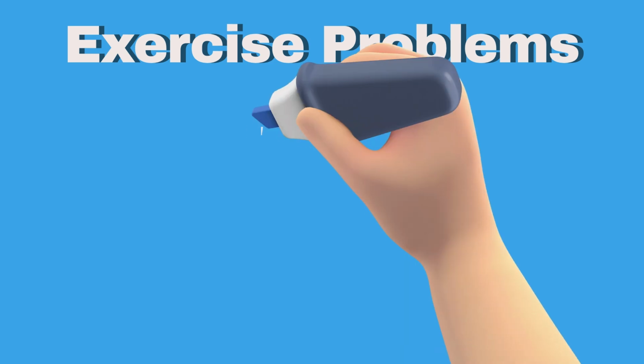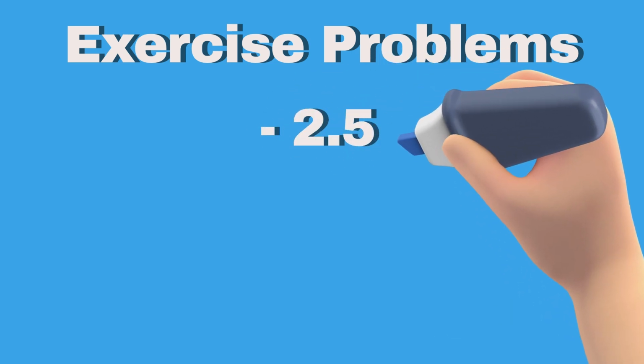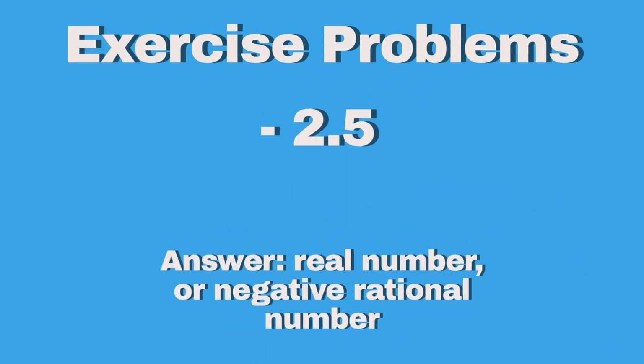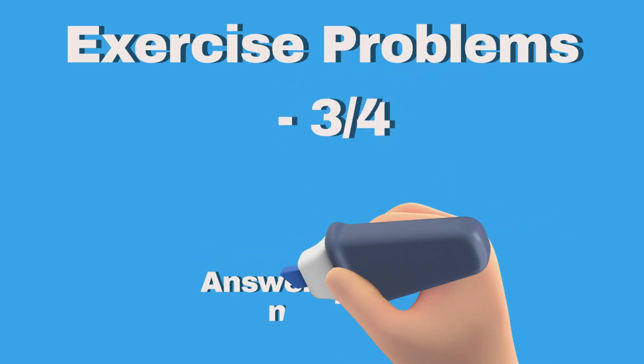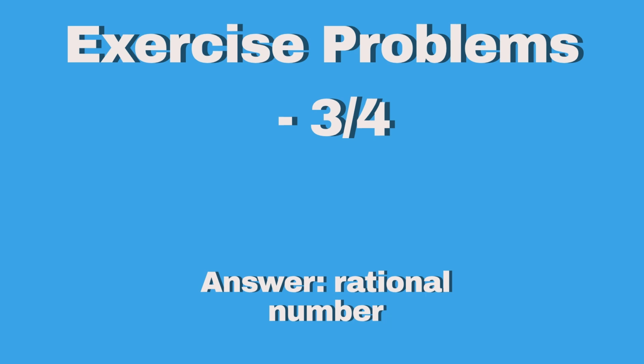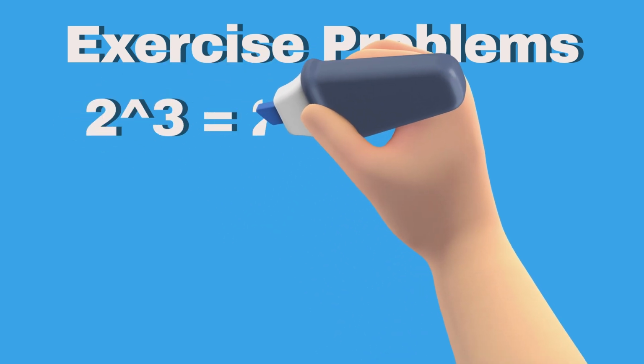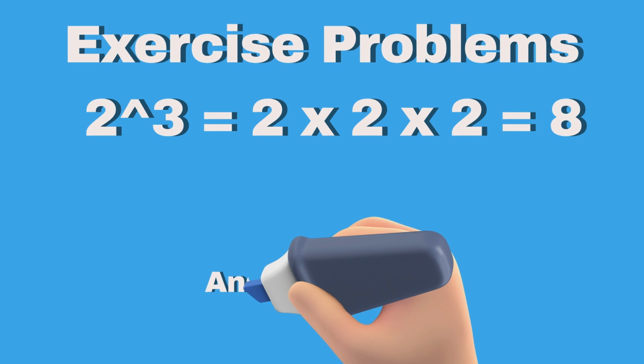Negative 2.5. Negative 2.5 is a real number, specifically a negative rational number. Negative 3/4. Negative 3/4 is a rational number, representing a negative part of a whole. 2 to the third power is equal to 8, which is a natural number.